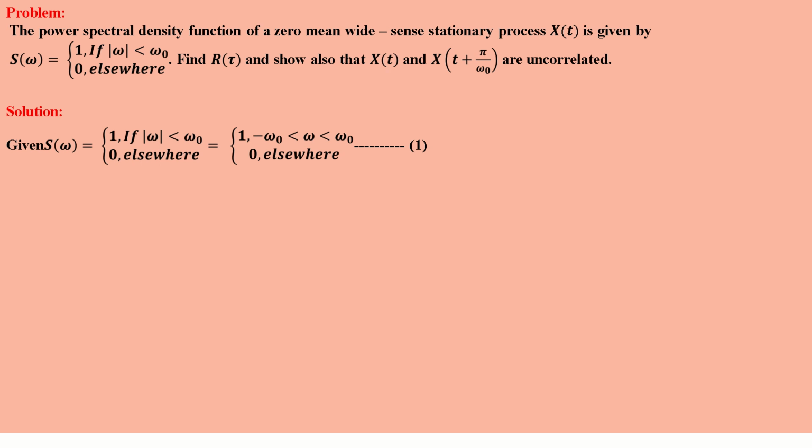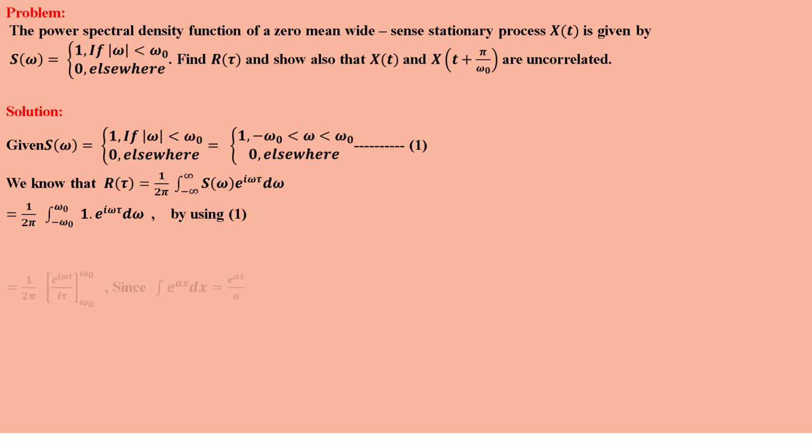Given S(ω) = 1 if ω lies between -ω0 and +ω0, 0 elsewhere. That is equation number 1. We know R(τ) is the inverse Fourier transform of S(ω), which is equal to 1/2π times the integral from minus infinity to plus infinity of S(ω) e^(iωτ) dω. They have given S(ω) = 1 if ω lies between -ω0 and +ω0, so the lower limit is -ω0, the upper limit is +ω0, 1 into e^(iωτ) dω.